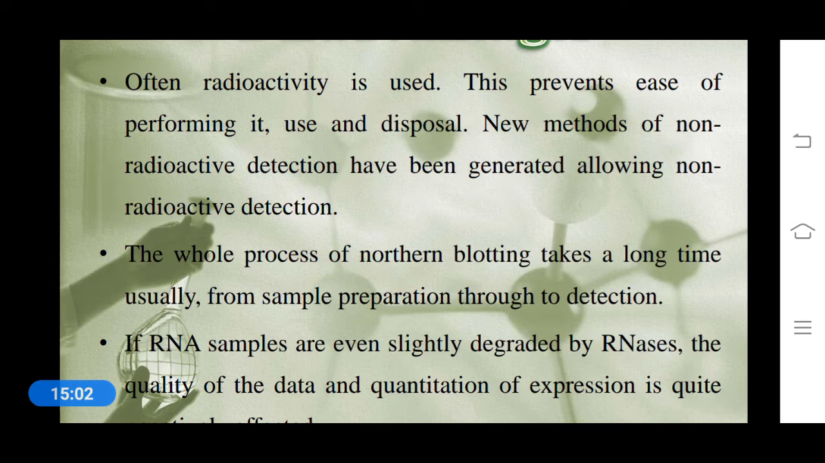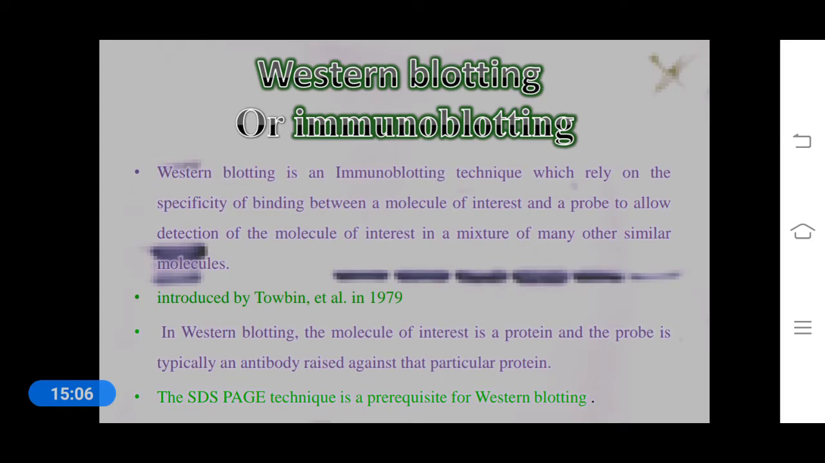Now let's see Western blotting. Okay. Western blotting can also be called immunoblotting. Okay. Western blotting is an immunoblotting technique which relies on the specificity of binding between a molecule of interest and a probe to allow detection of the molecule of interest in a mixture of many other similar molecules.